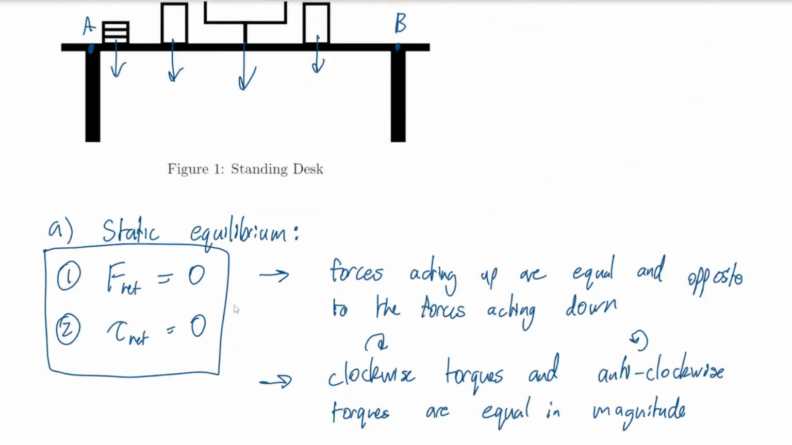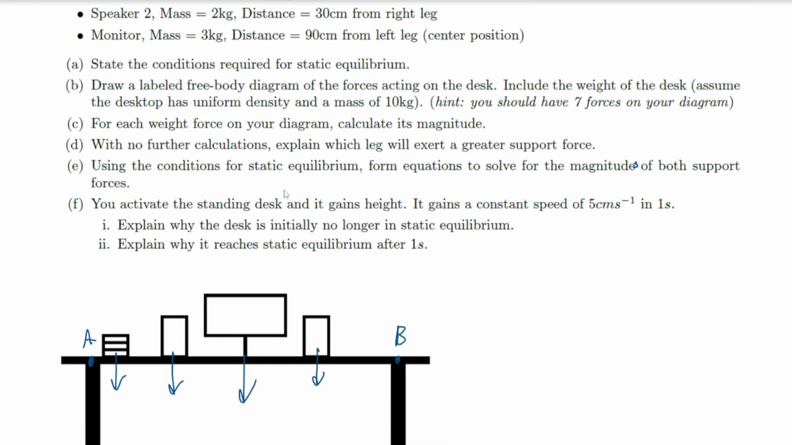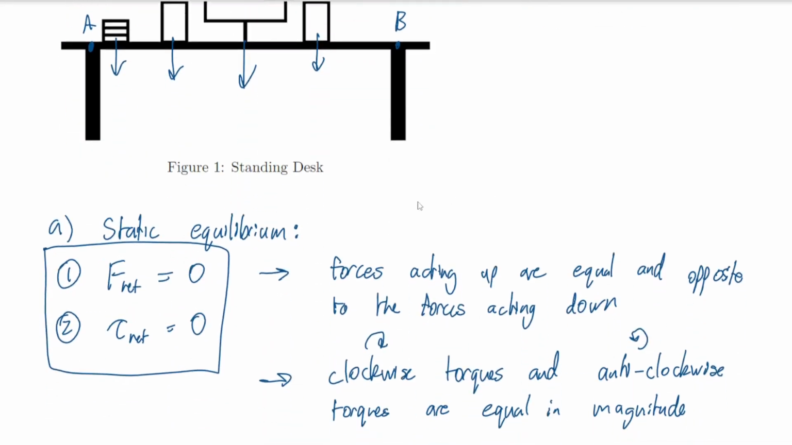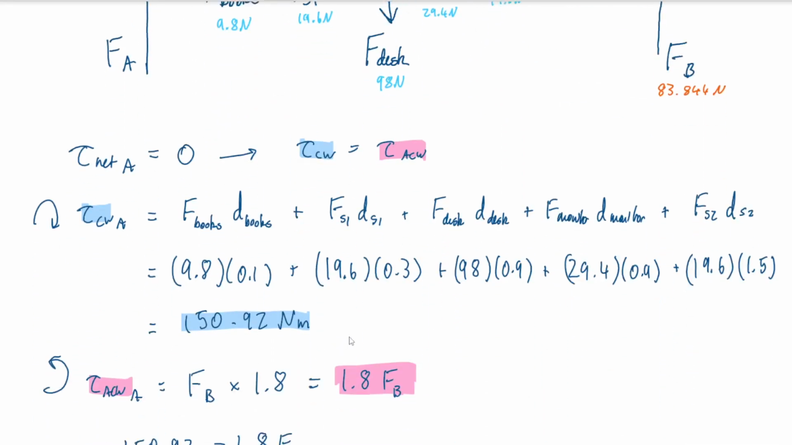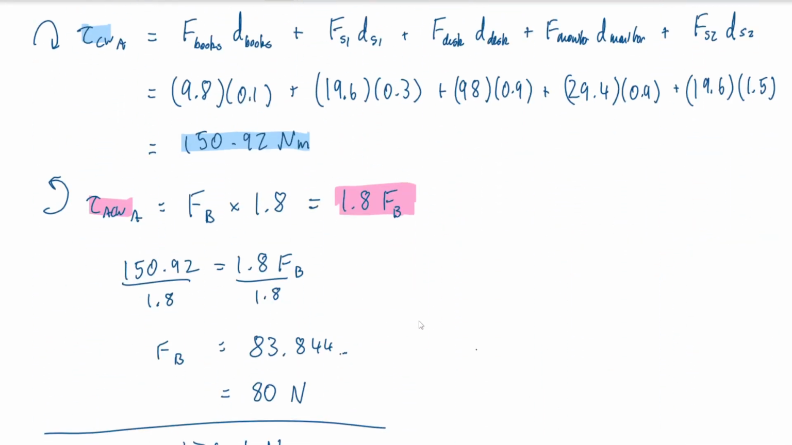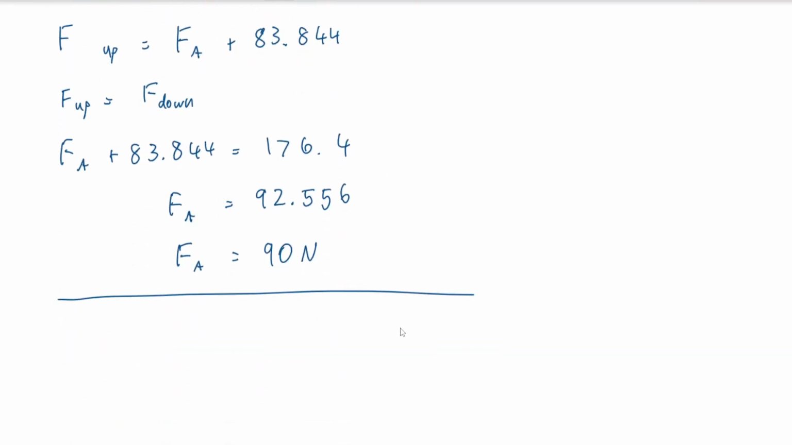So let's go back to the question, make sure we've answered it. Using the conditions, yep, we used both conditions. First we used the net torque to find FB, then we used the net force to find FA. So we formed the equations and we solved. And the directions of the forces we also gave in our diagram, but we could always just say that FB is acting up and FA is also acting up. Right, because a force is a vector, it needs a magnitude and a direction.